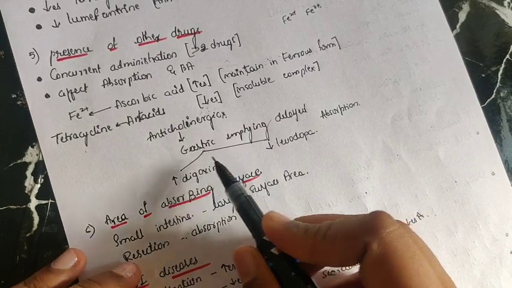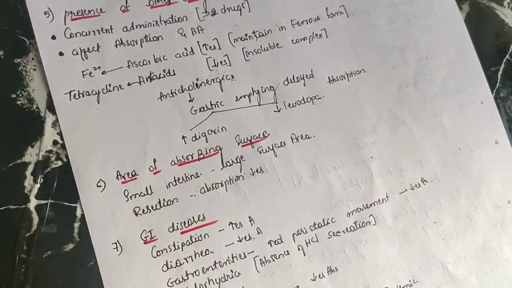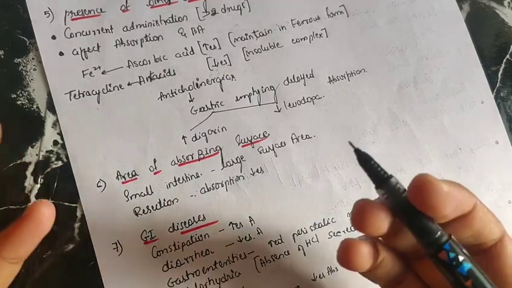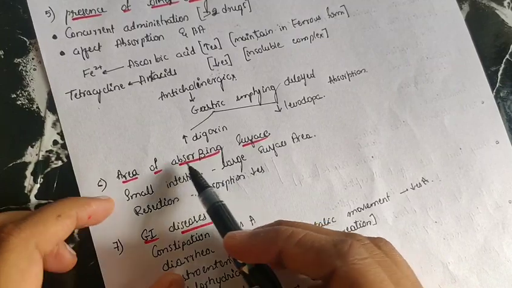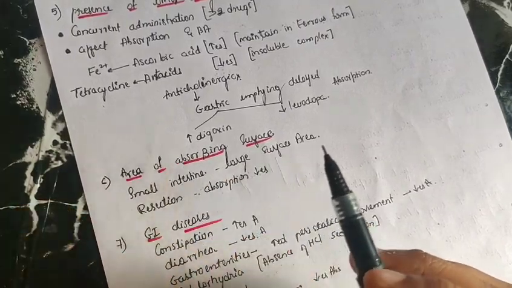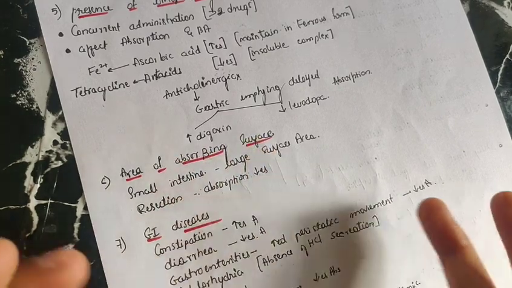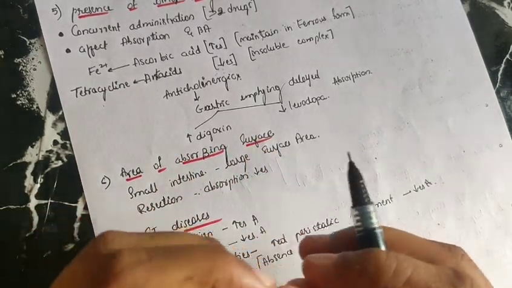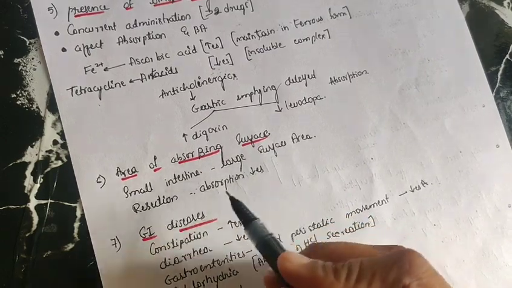absorbed, digoxin which is absorbed more, and levodopa which is absorbed less. And area of absorbing surface, whatever the drug may be, acid or base, small intestine has a larger surface area, so in small intestine the drug is absorbed more. And during resection, that is small intestine is cut and then the other part is joined and stitched, at that time surface area is decreased and absorption is also decreased.